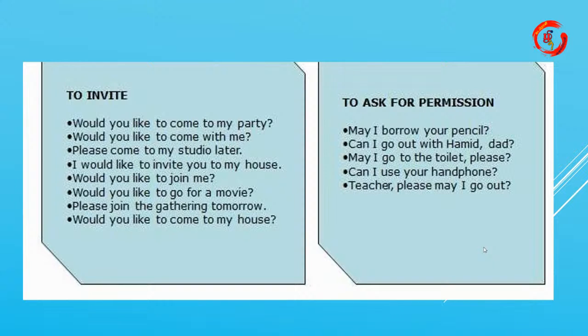And this one, to ask for permission. Very important. As students, you always need to use this social expression, right? Let's see. May I borrow your pencil? Can I go out with Hamid? Dad, may I go to the toilet, please? This is your very common dialogue, right? The next one, can I use your handphone? Teacher, please, may I go out? This is what you practice every day, which you can always use and write in your exam also. All right.